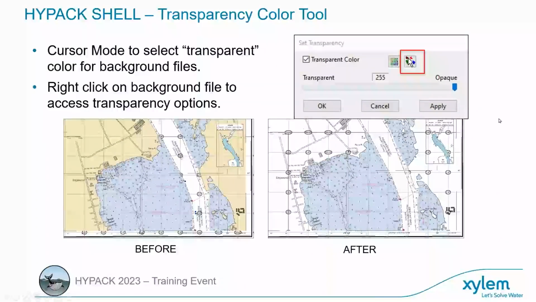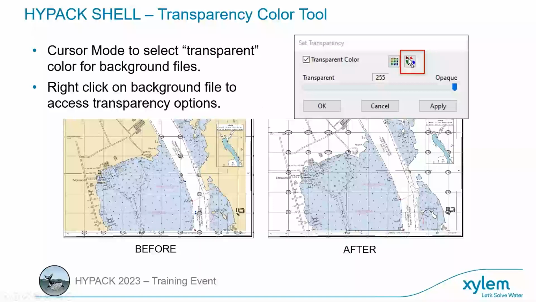And then the transparency color tool, I've been using this all once we've moved it into it. It's fantastic. It's just like Paint where you can choose a color of your choice to make transparent. So you go to set transparency, you see the little icon with all the little color swatches on there. Click that and pick the color that you want to make transparent.